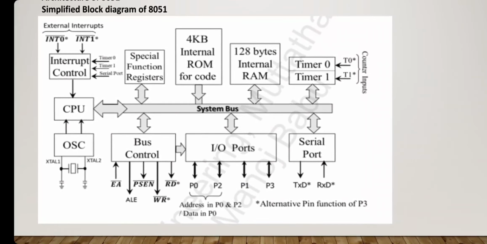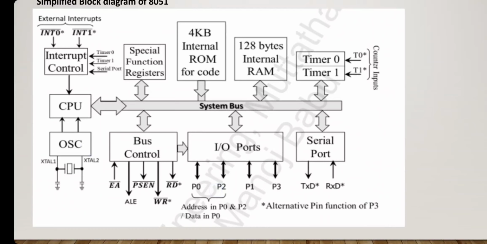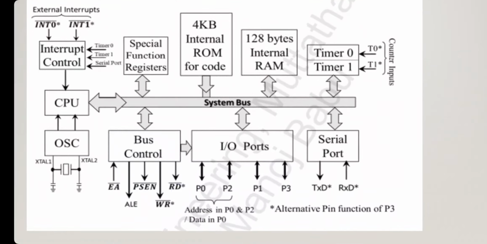Now we have bus control unit. Bus control unit contains mainly two buses, that is an address bus and data bus, and we have control buses too. This control bus includes read and write signals, that is WR bar and RD bar, and it has many pins associated with this bus control, that is EA, that is external access pin, and ALE, address latch enable, and PSEN, program store enable, etc.